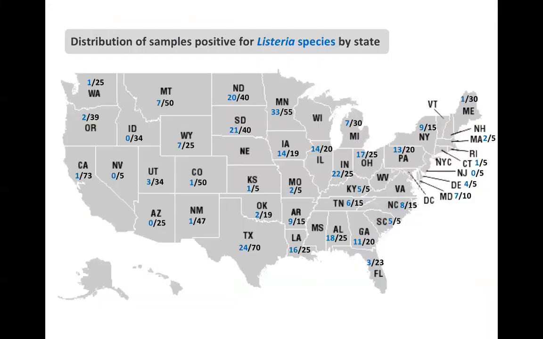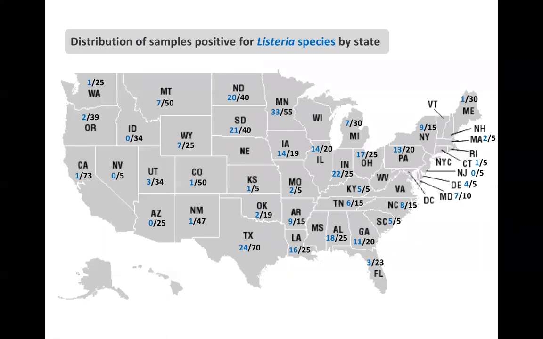So here we've got the distribution of Listeria by state. And I put this on here because a lot of you are calling in from Maryland. If you look over here, we took 10 soil samples from the state of Maryland, and 7 of them were positive for Listeria. So that gives you an idea of where Listeria lies in the US. And you can see some of the states are better off. Nevada, for example, Arizona. It doesn't seem like Listeria really grows that well in those environments.